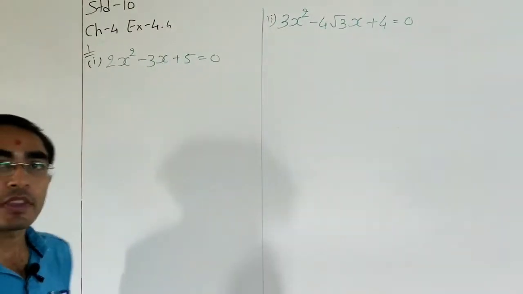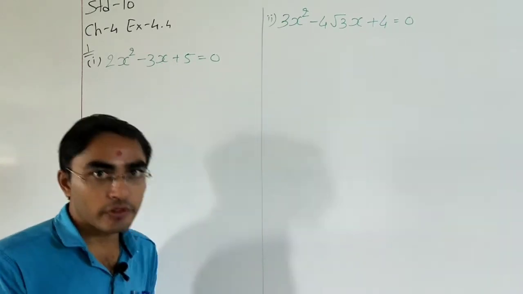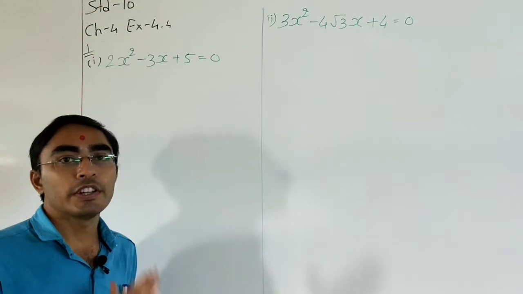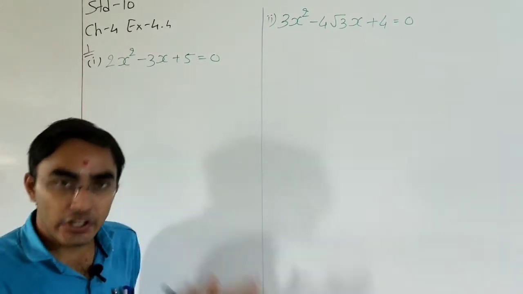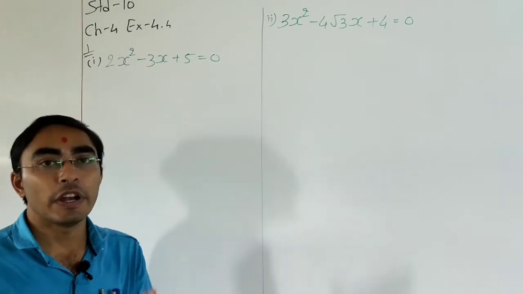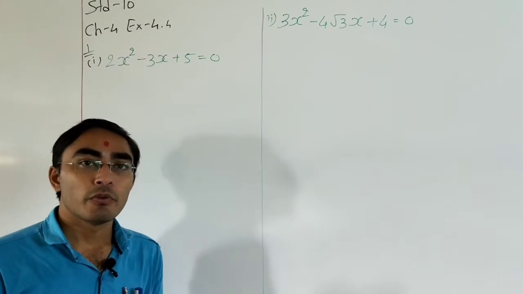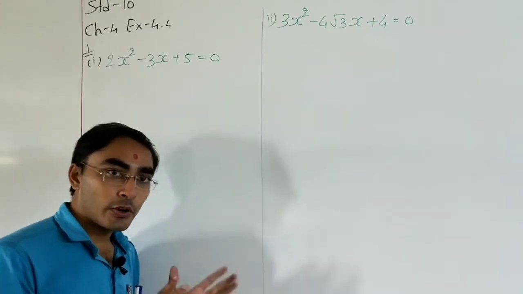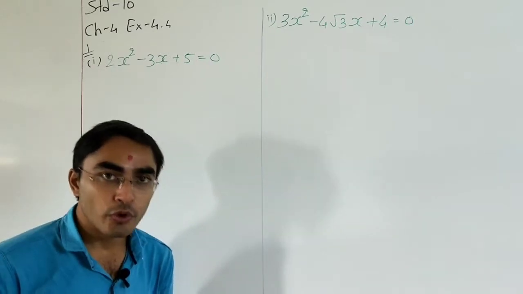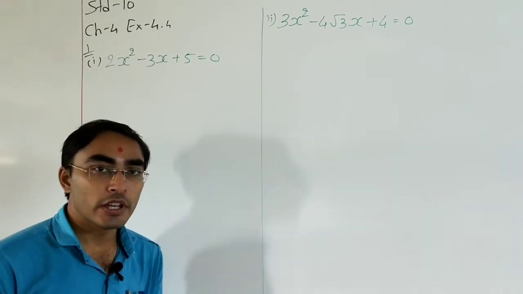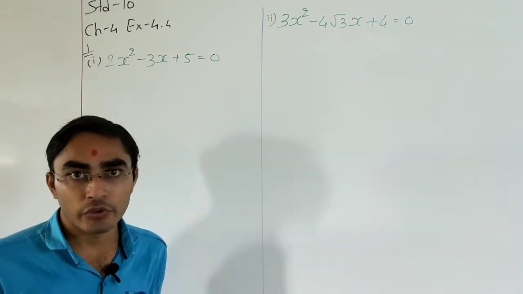Question number 1. Here we need to find the nature of roots, and if the roots exist, then we need to find the roots of the equation. First of all, we need to find the nature of the roots, and if roots exist, then we need to find the roots of the quadratic equation. Now, how can we define the nature of the roots?